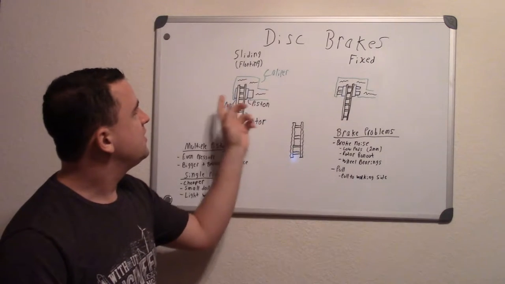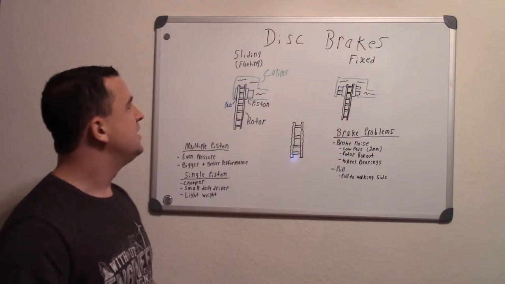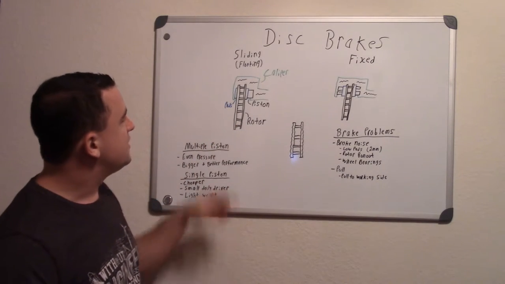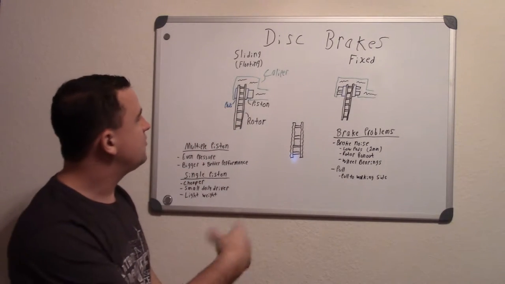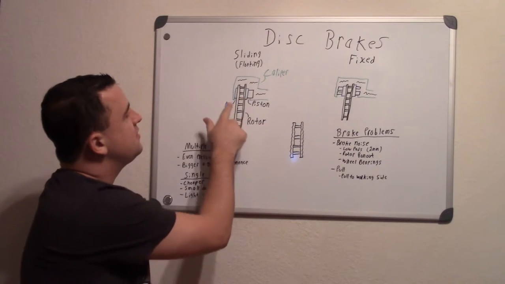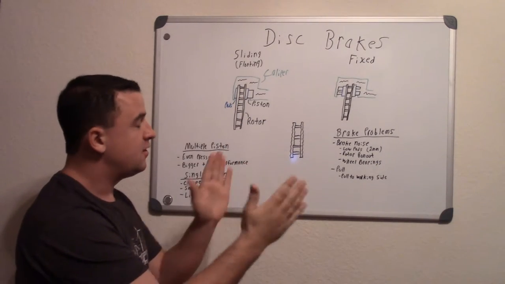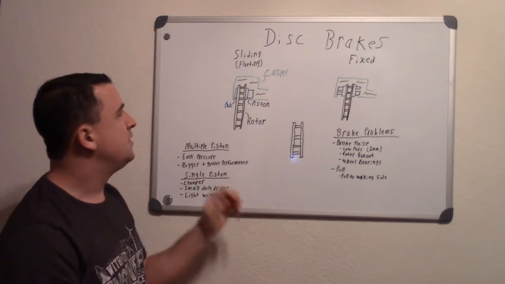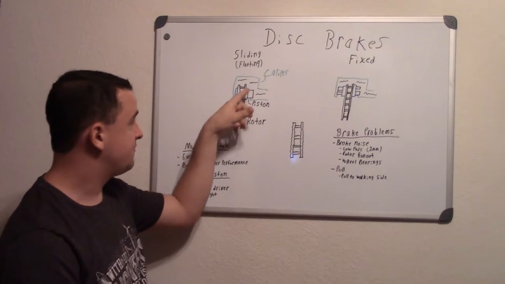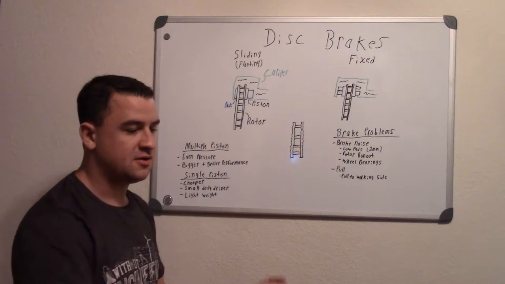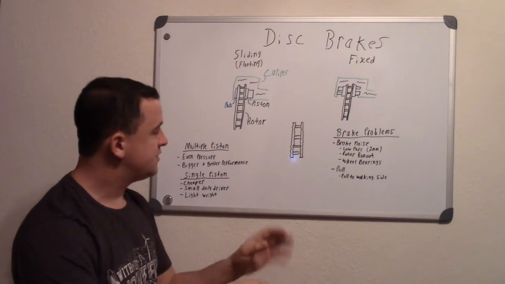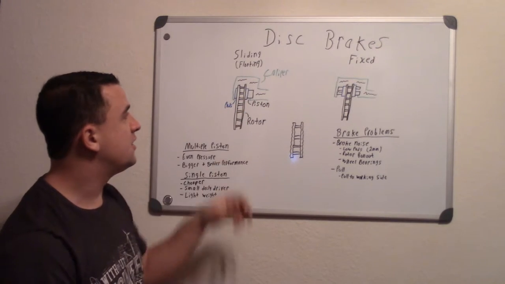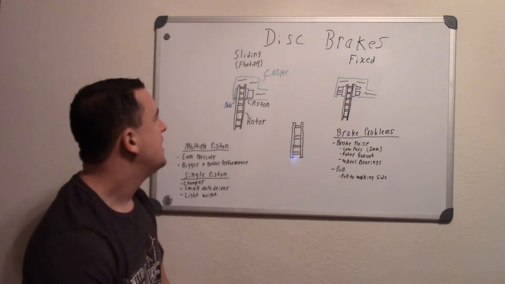Now the difference between a sliding and a fixed one is, as you can see, the different parts to a system. You have your rotor that spins with your wheel, and on both sides of it you have brake pads, one on each side. Over it you have the caliper, and inside the caliper you've got the brake fluid. So when you push on the pedal, you're pushing that pressure through hydraulic pressure, which then turns it into mechanical pressure.